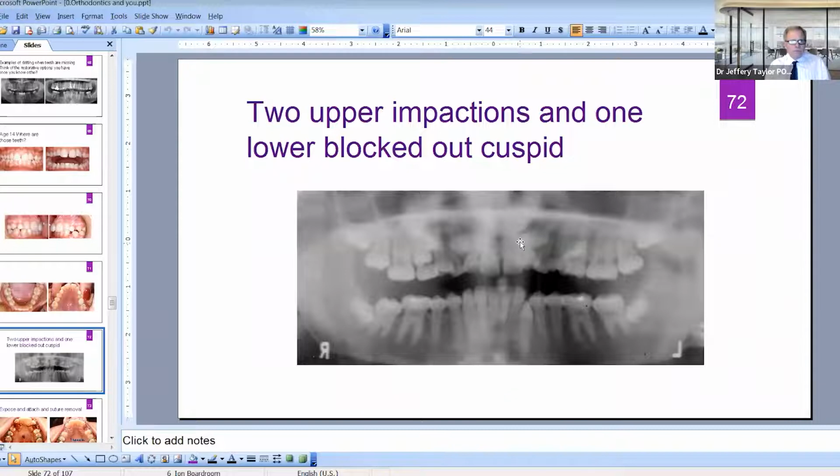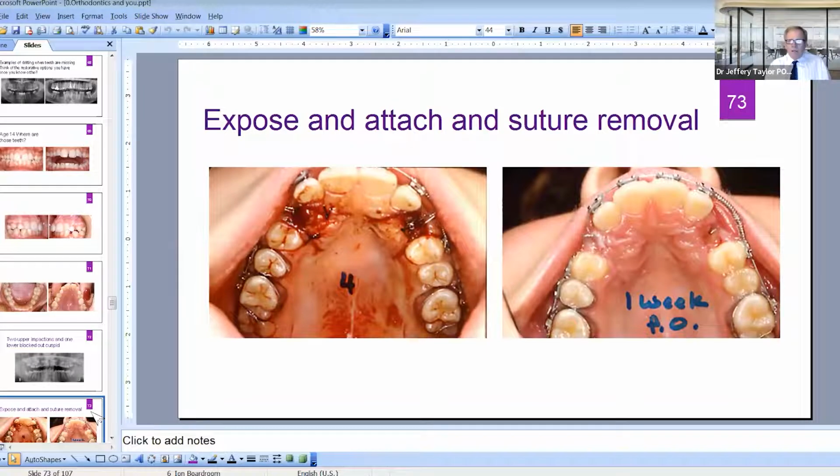This girl is 14. That's 2 years past normal eruption time. The lower is simply blocked out. All you have to do is open space here and that'll come in. Okay. And let me go here. And we get to the expose and attach and the suture removal. And one of them, the attachment failed. The other one stayed on there, but it'll still work. It's going to come in okay.